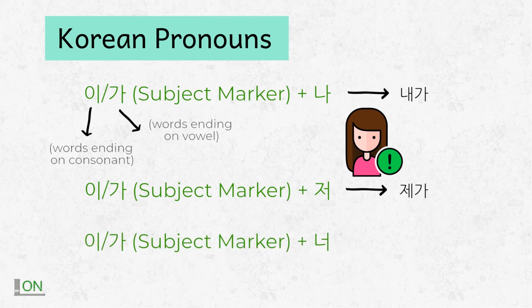이가 plus 너 will be 네가. I know you're so confused about that, like, it's written 내가. Why do I pronounce it as 네가? This word is an exception. This was made in order to not mix up 내가, which is I, and 네가, which is you. So I will be 내가, you will be 네가.